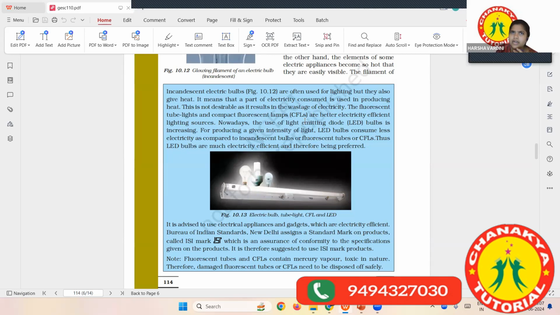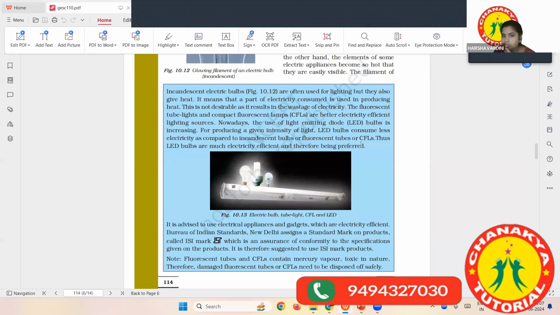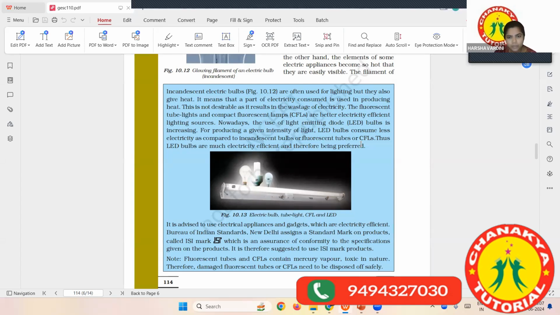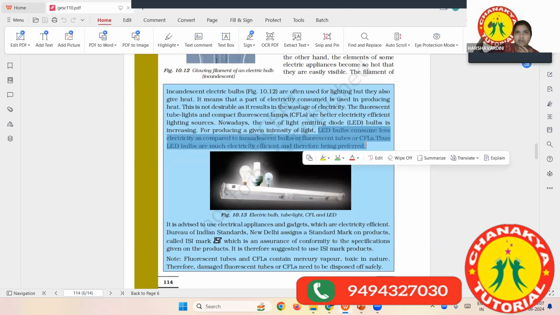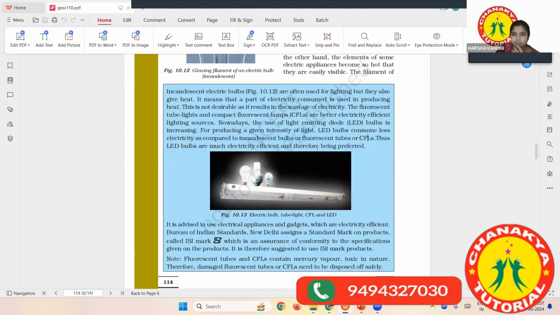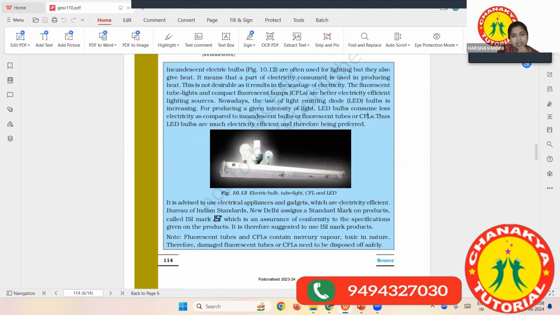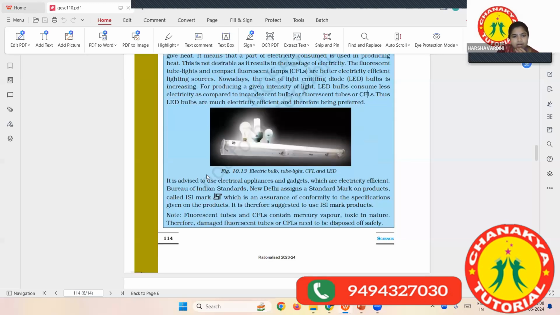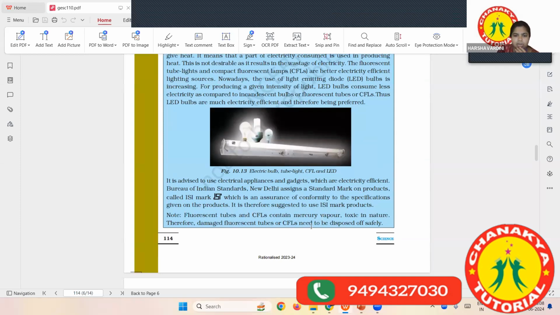So, the process of how the LED works. The LEDs nowadays are in TVs also, computers also. So LED screens are there, the same mechanism, and LED bulbs are also there. It's a big, complex mechanism to understand how they are utilizing that. But LED is the latest version. Now all are using LED bulbs. Obviously, they consume less electricity when compared to the other two. So it is advised to use electrical appliances and gadgets which are electrically efficient, marked by the Bureau of Indian Standards, that is ISI. These are some of the things. And fluorescent tubes and CFL contain mercury vapor, as I told you.